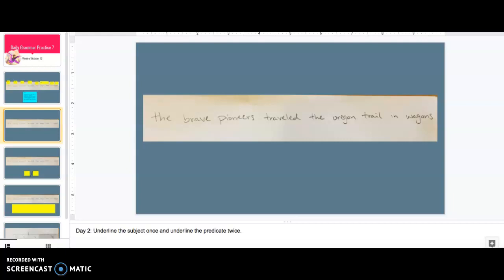Hey you guys, today for our DGP we are going to be identifying the subject, the simple subject, along with the predicate and then the tense of the simple predicate and then any prepositional phrases. So as always, the subject is what the sentence is about. In this case, this sentence is about the brave pioneers. So we're going to underline that one time.